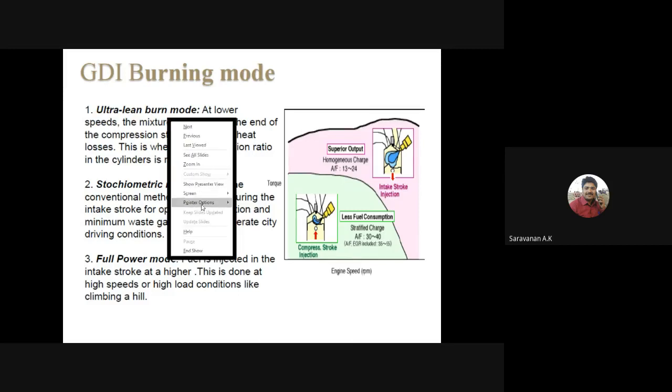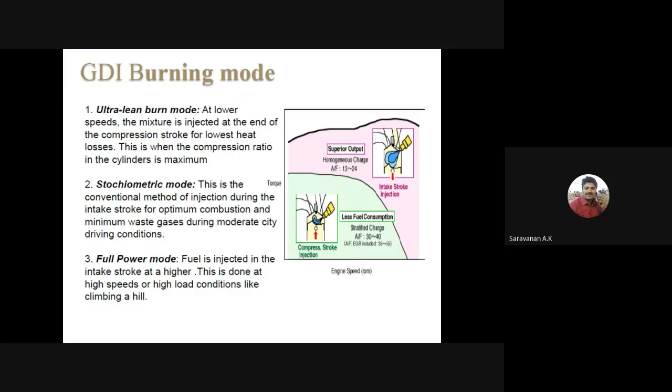Nowadays most engines use this type of mode. It operates at 120 kilometers per hour. You may remember this: 120 kilometers per hour, it will act in the ultra mode. Is it clear? Then it will have the superior power output.